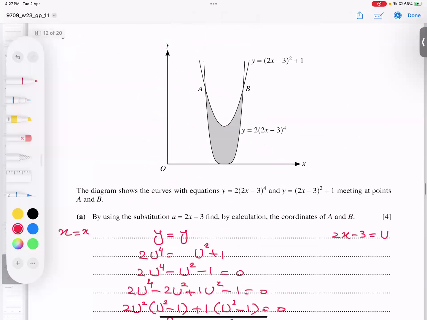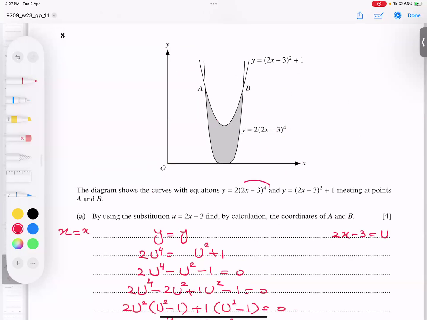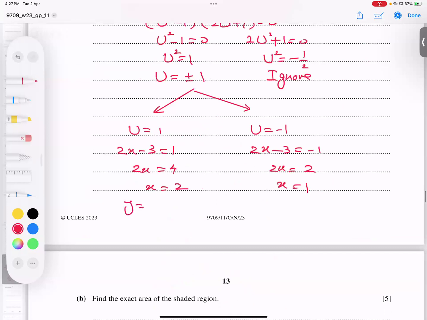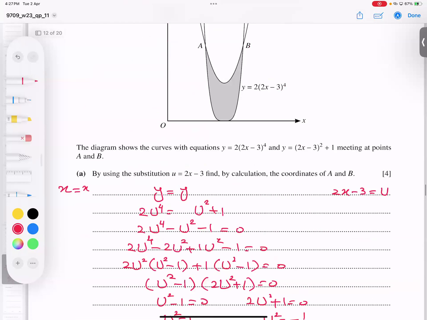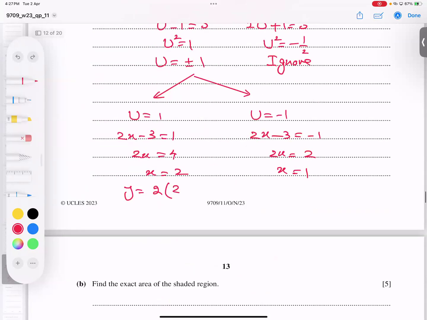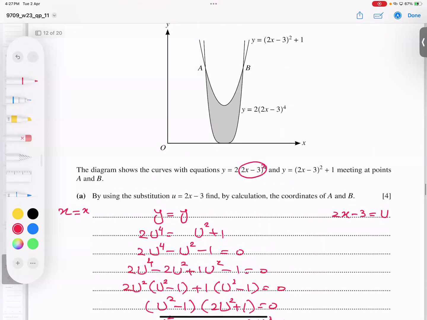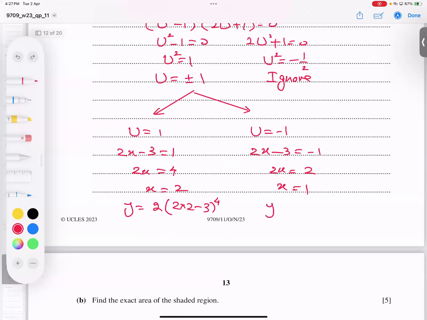Now the game is not over. I will plug in both values into either this equation or this equation. I think this one is easier, so I use this equation. y equals 2 times, what is inside the bracket? 2x minus 3. So 2 times 2 minus 3 to power 4. Here 1x, minus 3. 4 minus 3 is 1, 1 power 1, I got a 2. So one answer coming with me is 2.